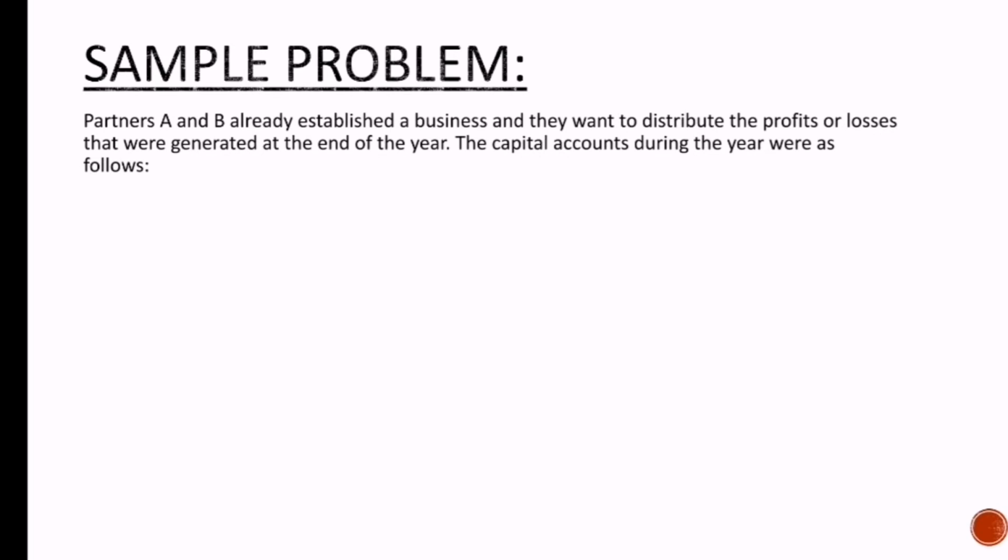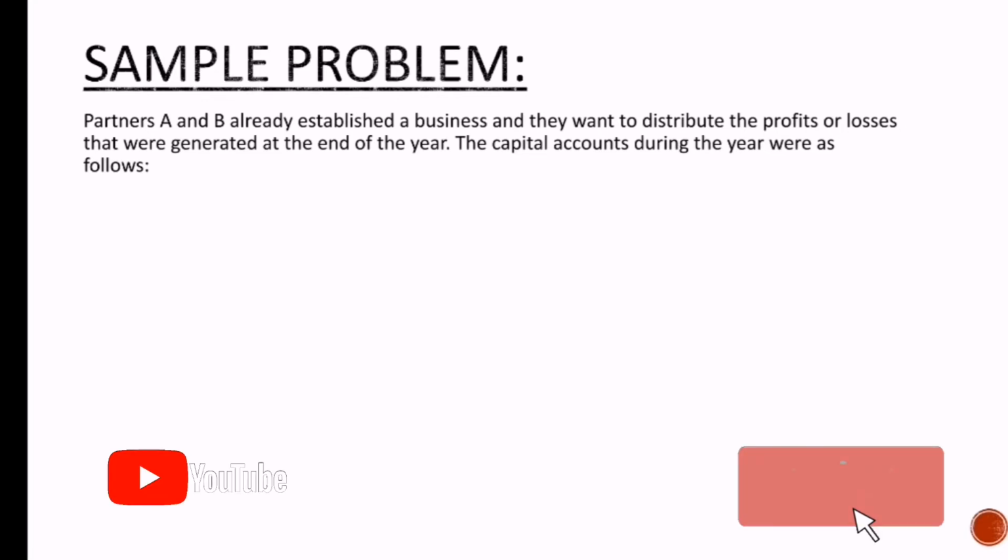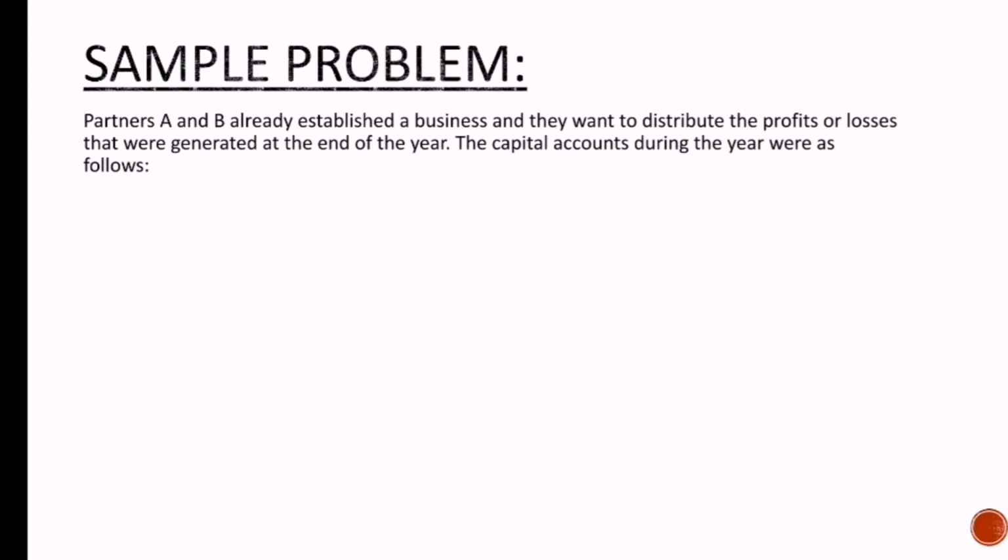So, si partners A and B nag-establish ng business and they want to distribute the profits or losses that were generated at the end of the year. Ang crucial dito is yung date of the first year operation. Kasi, syempre, yung second year, third year, fourth year of operation, automatic January 1 yun mag-start. Pero yung first year operation, there are problems kasi na ang start ng operation ng partnership is pwedeng March, pwedeng June, pwedeng September. Depende kung kailan nag-start yung operation ng partnership. So, be careful lamang. The capital accounts during the year were as follows.